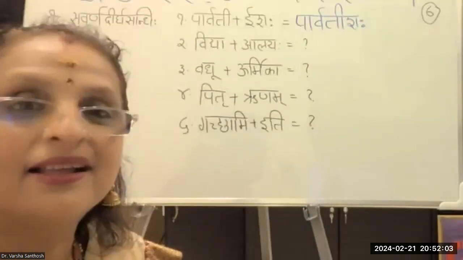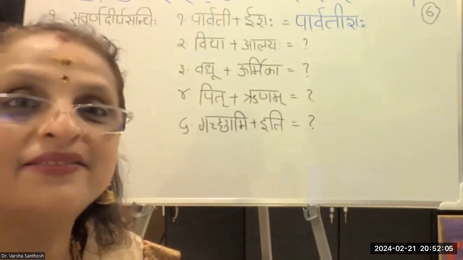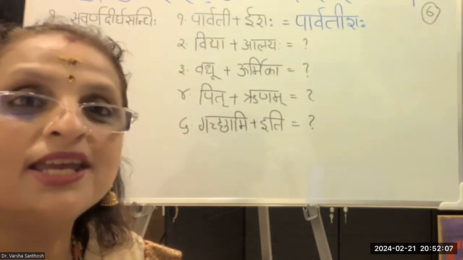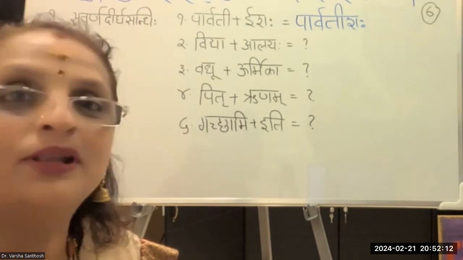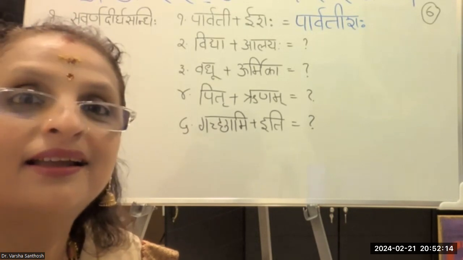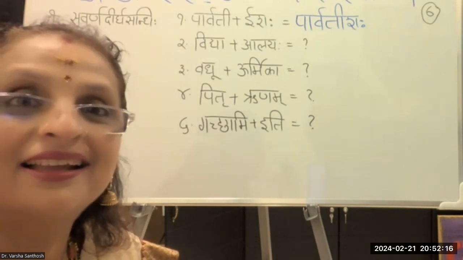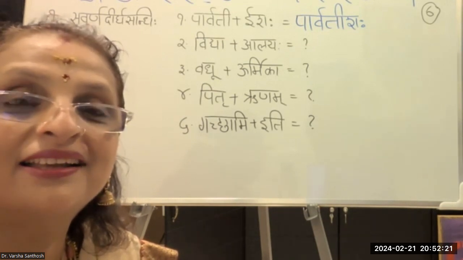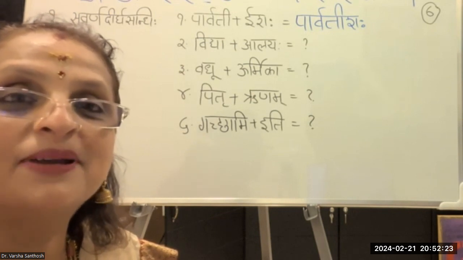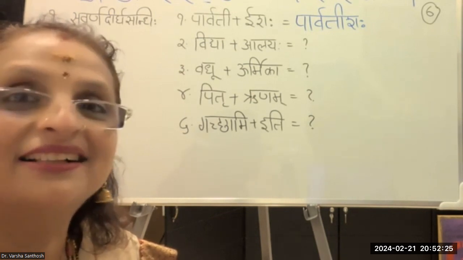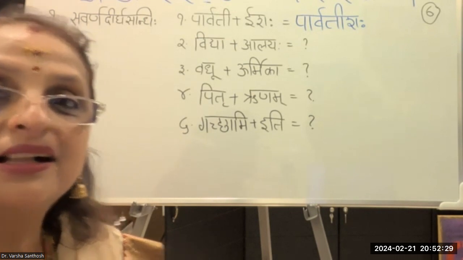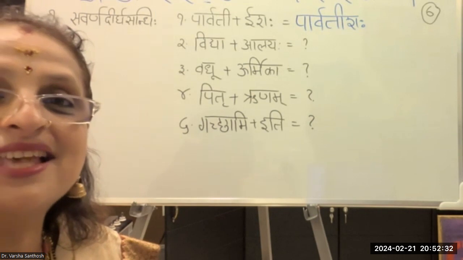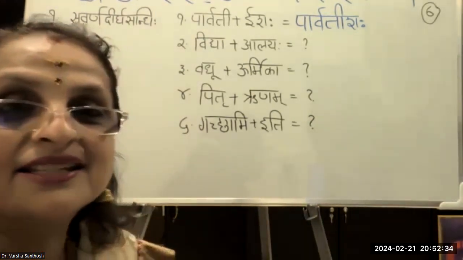Are they Savarna? They are Savarna. They are the same. So E and E will join to form Dirgha, which is E only. Correct? So what has happened now? Parvati plus Isha has become Parvatisha. Why Sha? Sorry, Isha's Sha is there, yes.